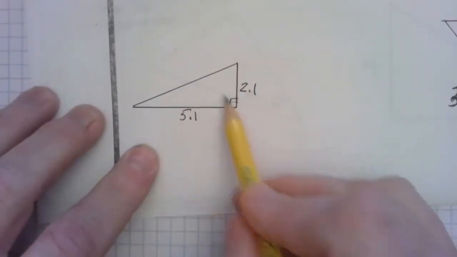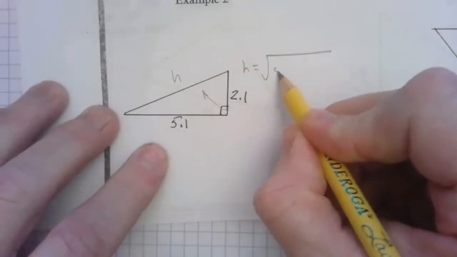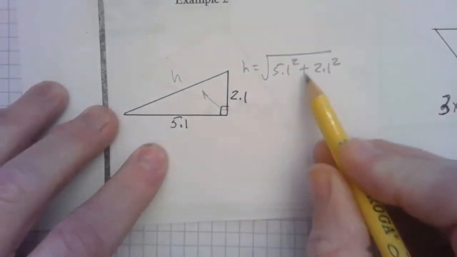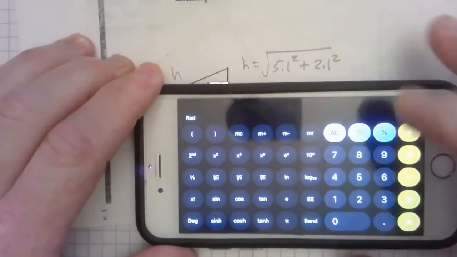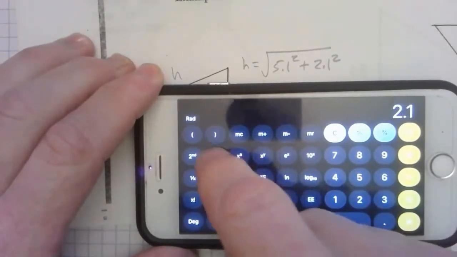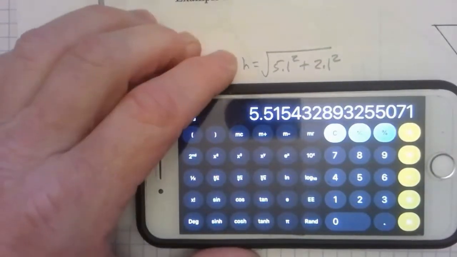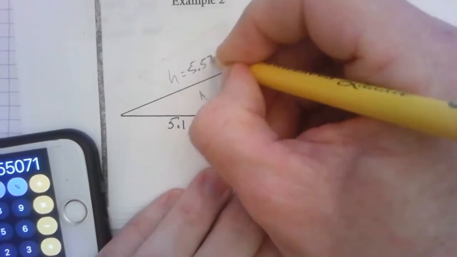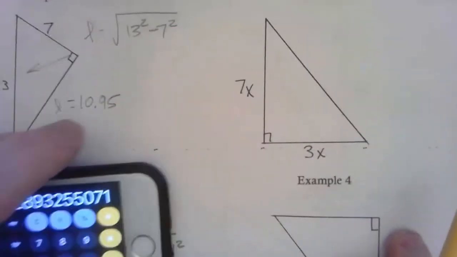What are you missing? Well, you're missing the hypotenuse. So in this case, that hypotenuse is going to be the square root of 5.1 squared plus 2.1 squared. Doesn't matter what order you put them in since you're adding them. So I got 5.1 squared plus 2.1 squared equals square root 5.52, we'll say. So the hypotenuse is 5.52. Makes sense. It should be fairly close to this. All right, what about this?